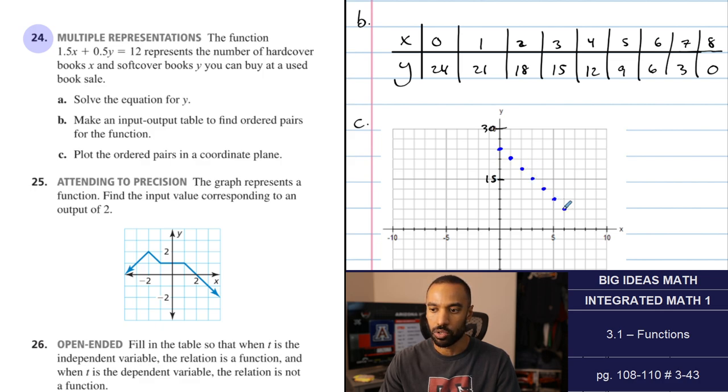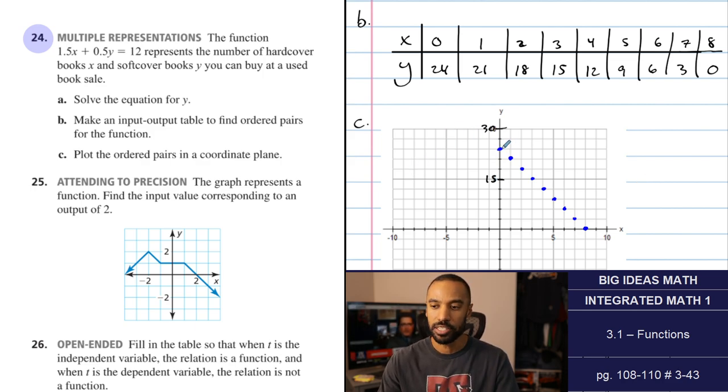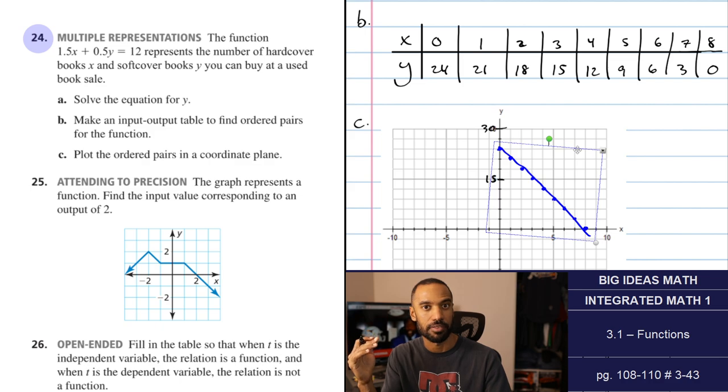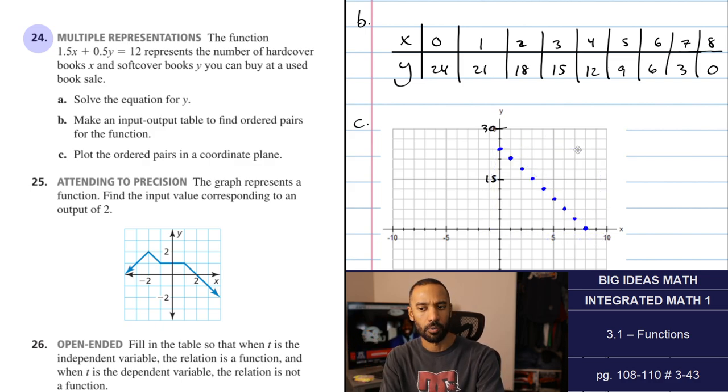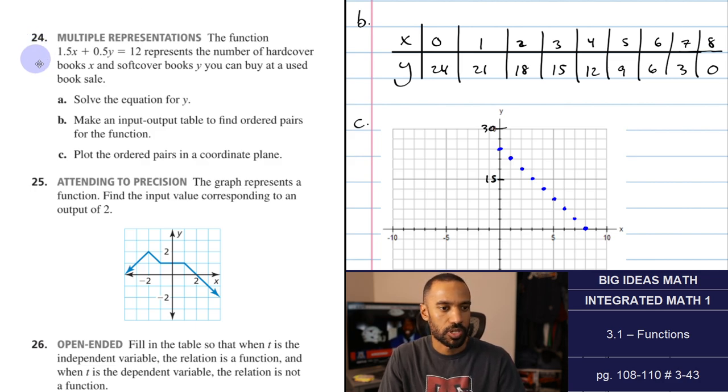And it shows, and do we connect the dots? No, I didn't connect the dots last time either, and we shouldn't. This is a discrete relation. Connecting the dots means that all these other points would exist. It would mean that I could purchase 3.5 hardcover books and therefore I have 13.5 softcover books. That doesn't work that way. You either have the book or you don't for this specific set, and that would be the ordered pair set here.